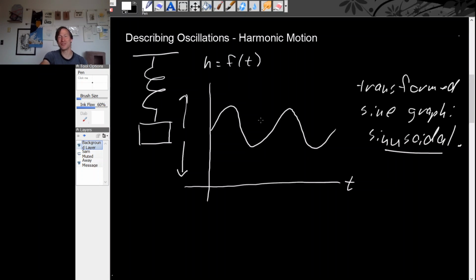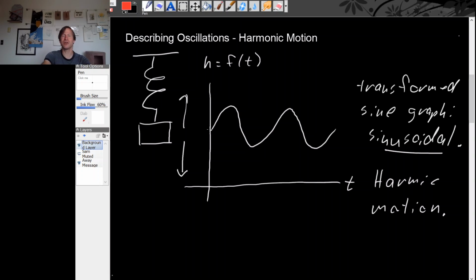And well, if you ask a physicist to analyze this situation with a mass hanging from a spring, they will find that this situation does actually produce a transformed sine graph for this height function. Physicists call this kind of motion, with something bobbing up and down so that it produces a sine graph, harmonic motion for historical reasons. And since it's a transformed sine graph, we can use what we know about sine graphs to come up with a formula for this function f of t.